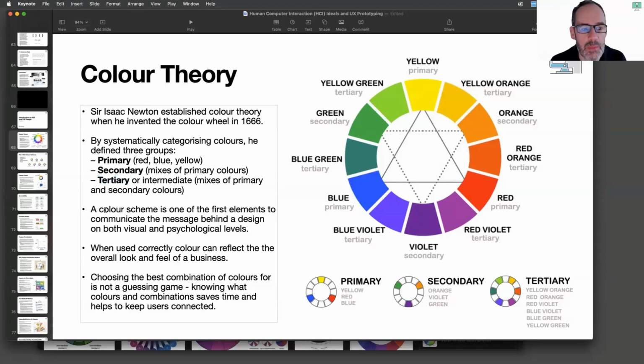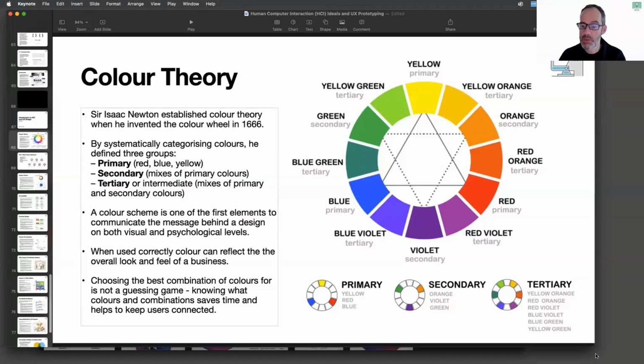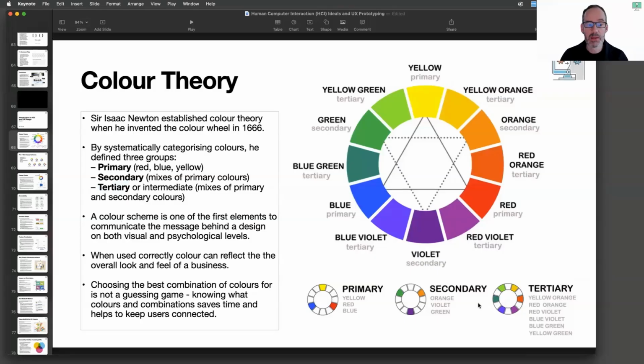So a color scheme is one of the first elements to communicate the message behind a design, and it works at both a visual level and a psychological level. And when used correctly, color can reflect the overall look and feel of a business. So now just think of some of the websites you've seen. What are the business colors? Say a business is a serious business like a bank or a government or something like that. What colors do they tend to use?